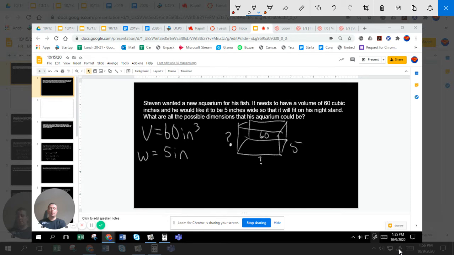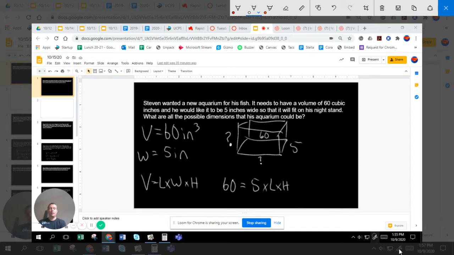So one of the things I would always start off with whenever I do a volume problem is I'd write down my formula. Volume is equal to length times width times height. All right, now I know the volume is 60. I know 5 is the width. I don't know the length or the height. So all I have to do is just kind of play with the numbers and figure out, hey, what times something else times 5 will give me 60?